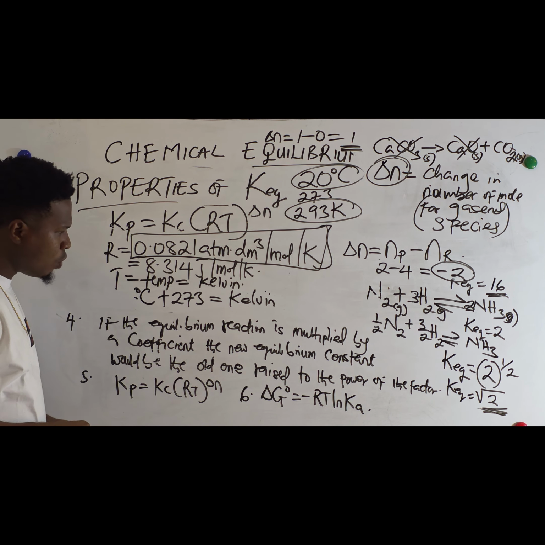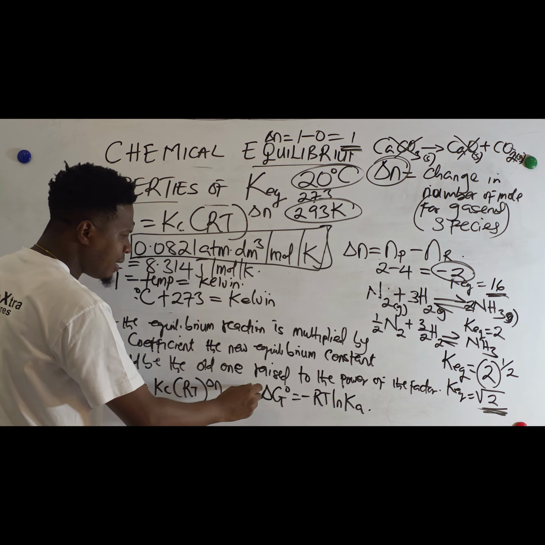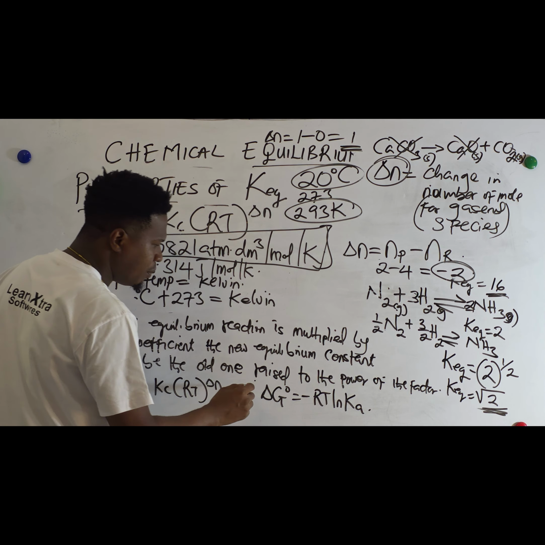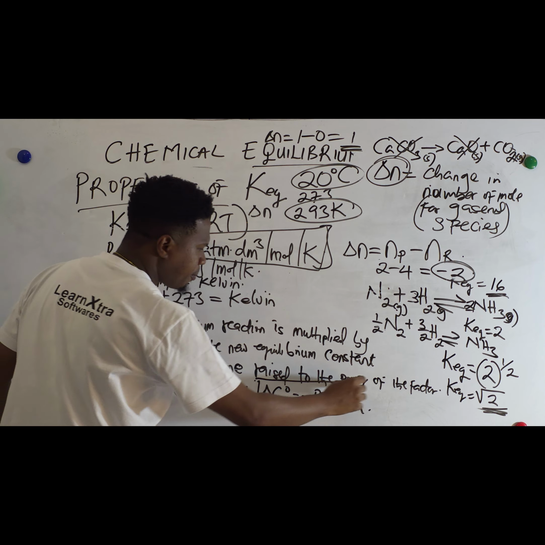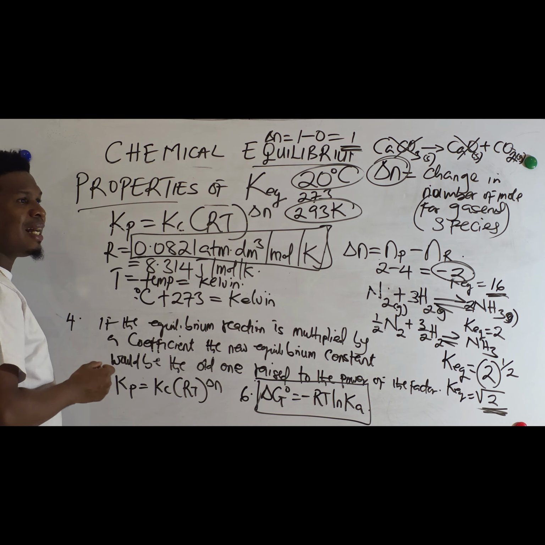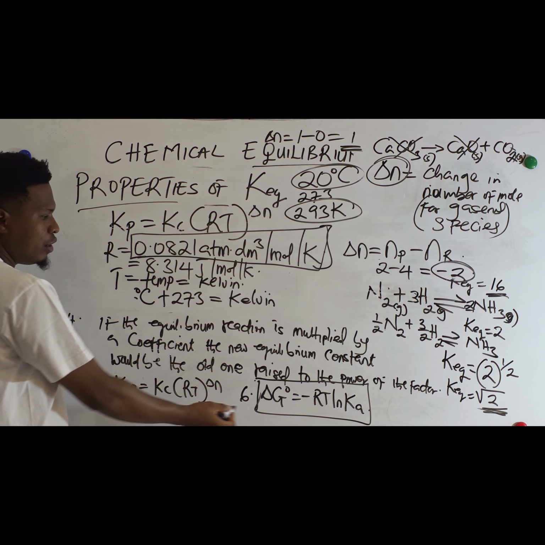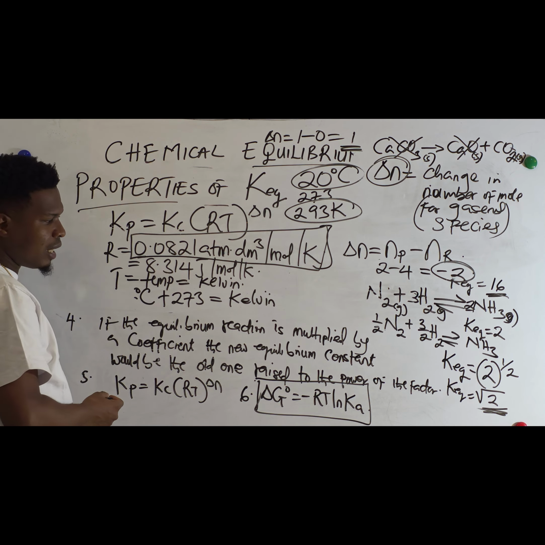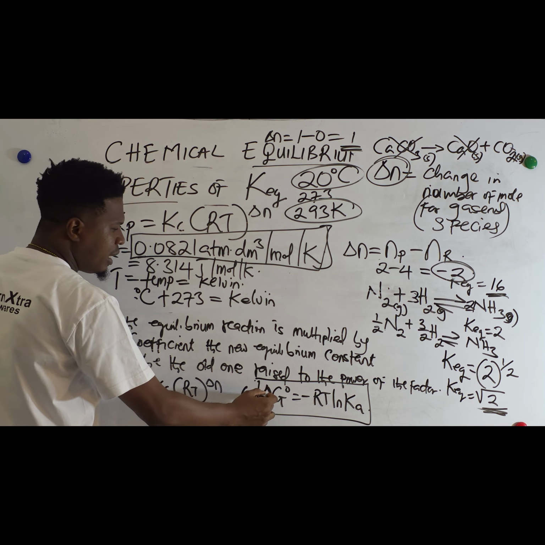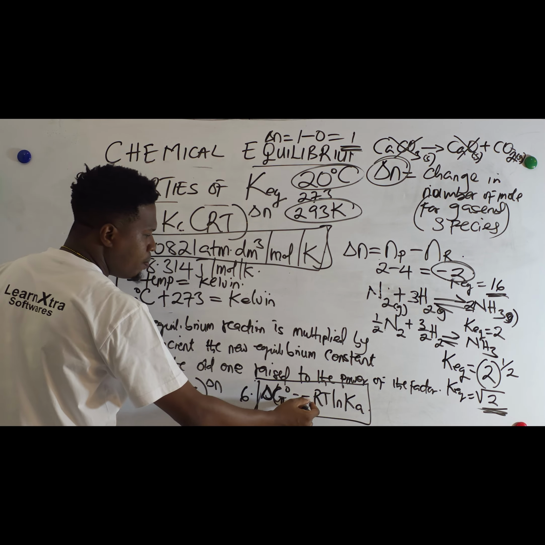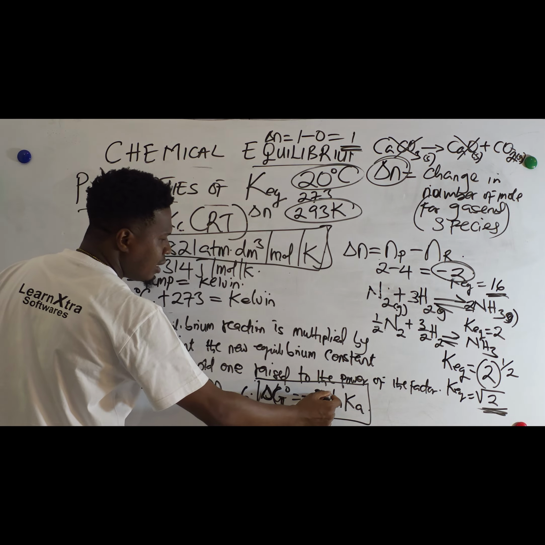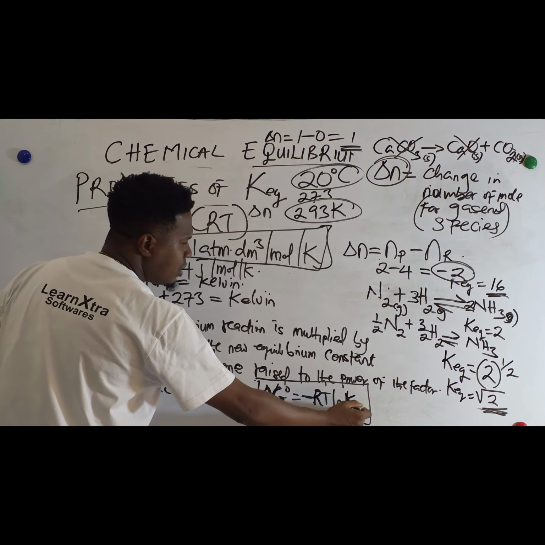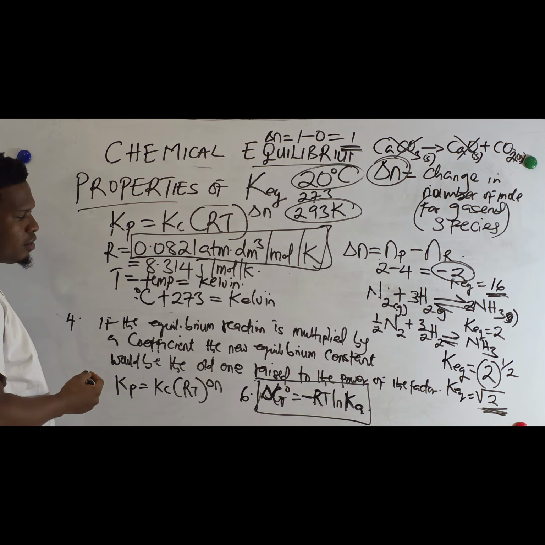Now the last equation is this. The last property or the last feature of the equilibrium constant is this. The equilibrium constant for the activity series can be related to the standard Gibbs free energy. So the standard Gibbs free energy is equal to minus RT natural log of Ka, which is the equilibrium constant for the activity series.